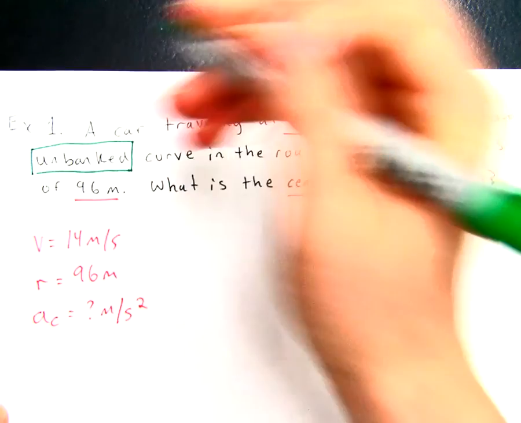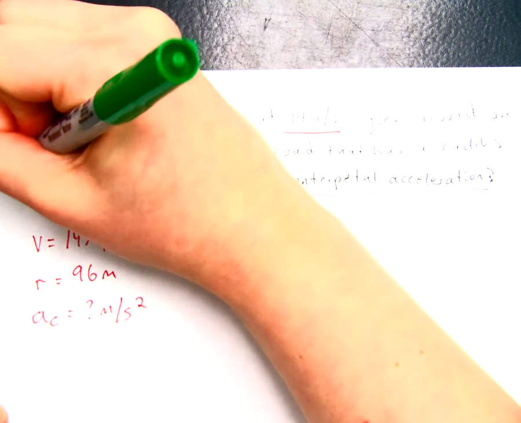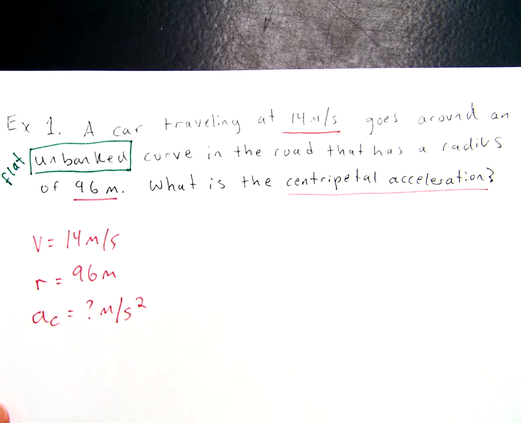So unbanked is just another word for flat. It's a flat curve. We're not on a hill, or if you think of NASCAR racing, how they try to go up the bank, so they're essentially turning their car more vertical on its side than flat horizontal. We will not do banked curve problems. You have the tools to do it. They just take a lot longer than these unbanked curve problems.